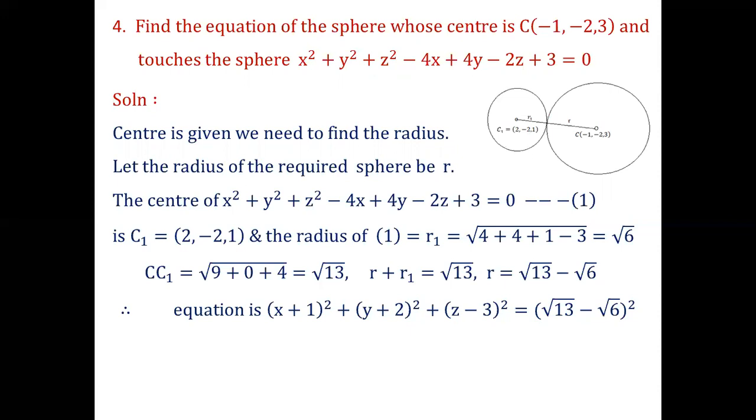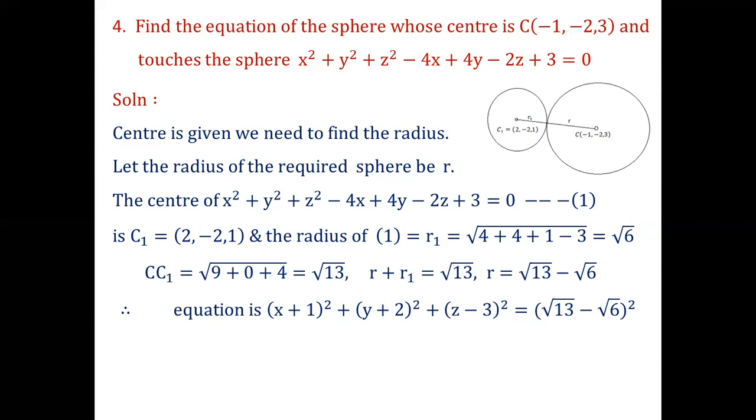And R1 and C1 is the center and radius of the sphere x square plus y square plus z square minus 4x plus 4y minus 2z plus 3 equal to 0. And C is the center of the required sphere and also R. So C is given, R is not known for us. Let us find R. Center is given, we need to find radius. Let the radius of the required sphere be R.